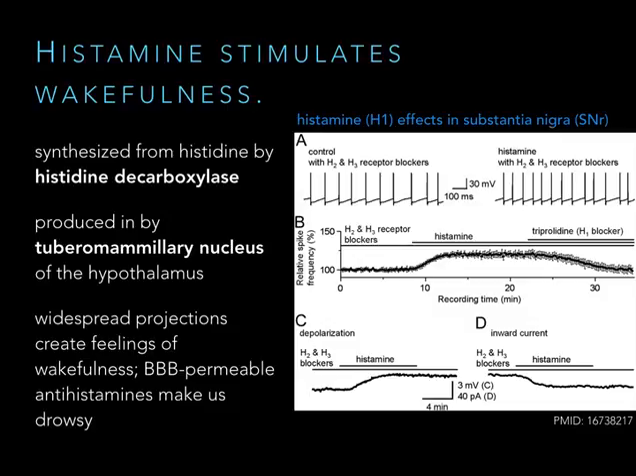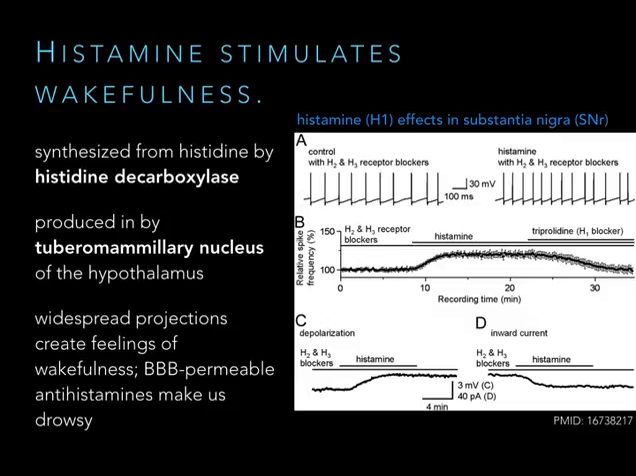This is summarized in panel B. The y-axis is showing you the firing rate frequency. 100% means it's normal, that's baseline. After we apply histamine around the 10-minute mark, you can see an increase in the frequency of action potentials, and this is sustained until the H1 blocker is applied at around the 22-minute mark or so.